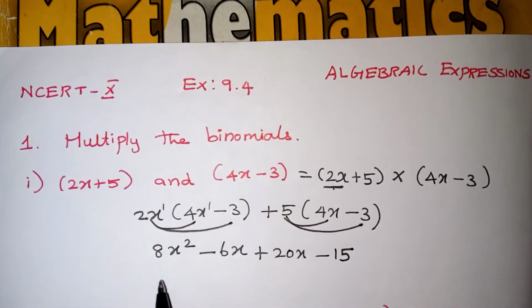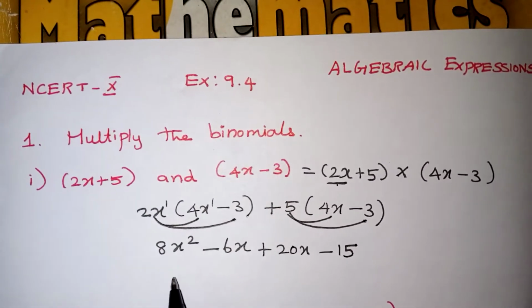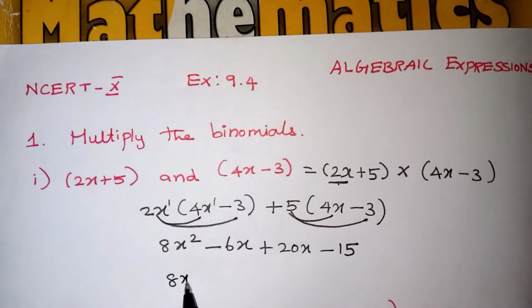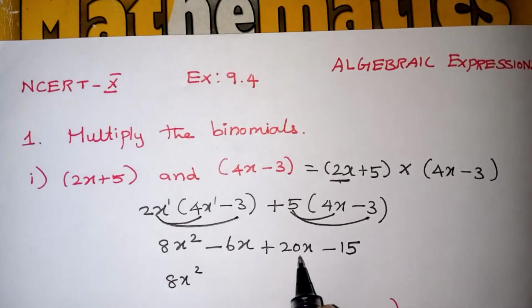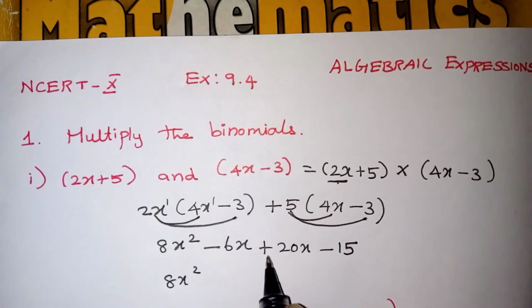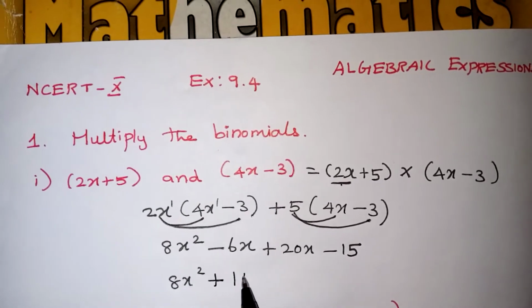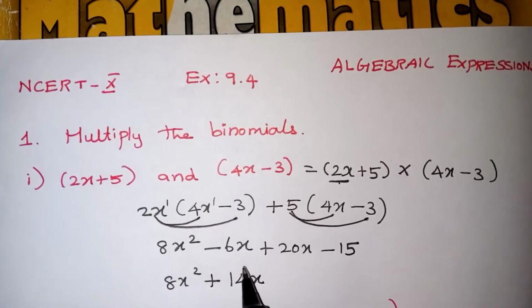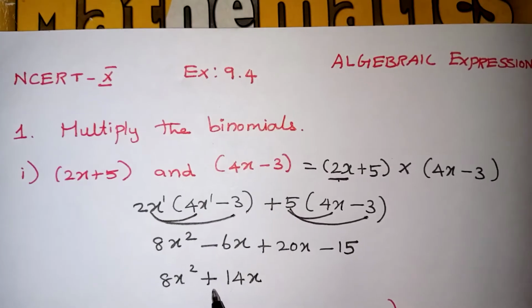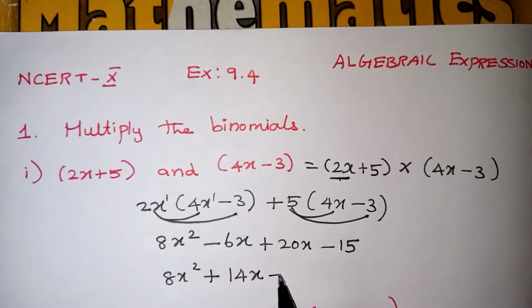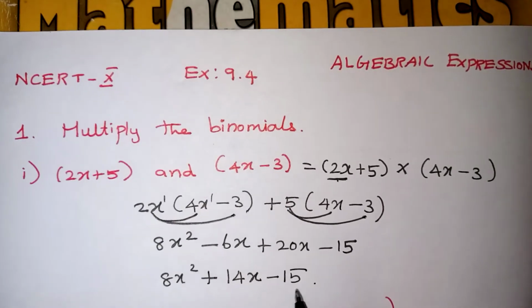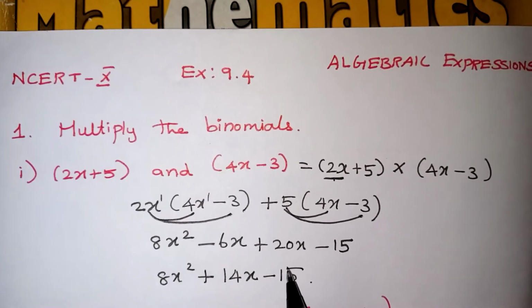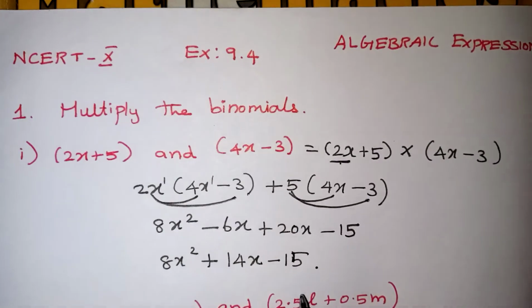Now only the like terms we have to add. x squared, only one term is available, it will come as it is. These two are x terms, they are like terms actually. Minus 6 plus 20 will give you plus 14x. One is plus, one is minus, definitely we have to subtract. Finally we should give the bigger number's sign, that's why plus 14x. This minus 15. Now all the three terms are unlike terms, so we cannot do anything. So we have to stop up to this.